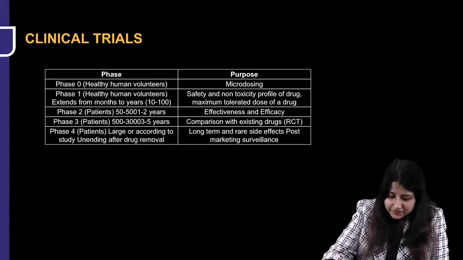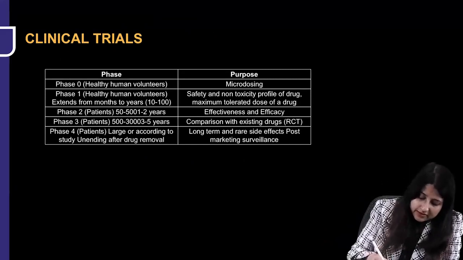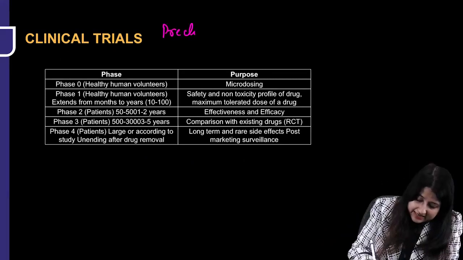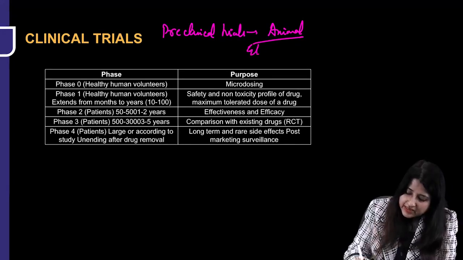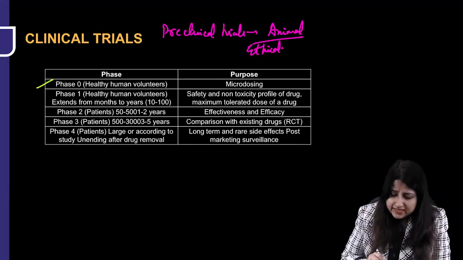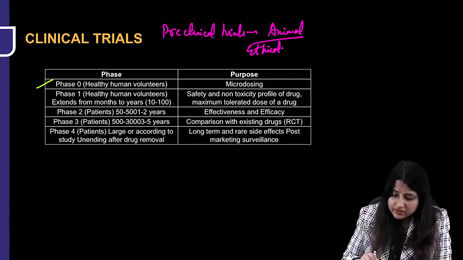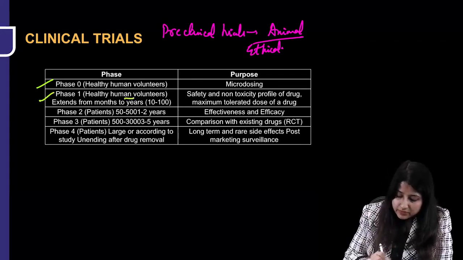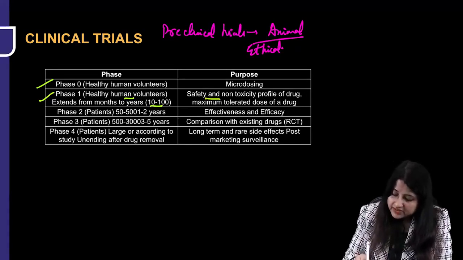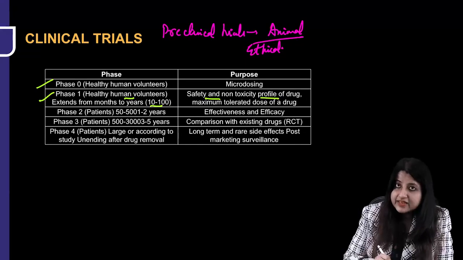All right, clinical trial phases you must know. Before this, you also have preclinical trials, which are done in animals. Please remember, animal trials are also supposed to be ethical. Phase 0 is healthy human volunteers, microdosing, where we use 1/100th of the dose to see if there is any adverse effect or not. Phase 1 is also healthy human volunteers, extends from months to years, with 10 to 100 participants. We are looking for the safety and non-toxicity profile of the drug. Maximum tolerated dose we can calculate in phase 1.